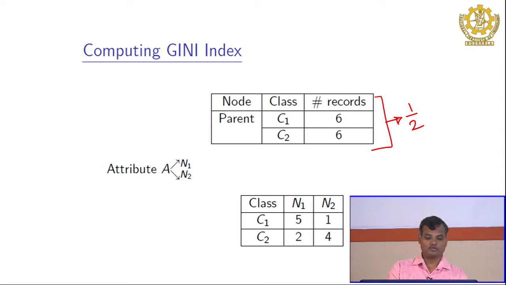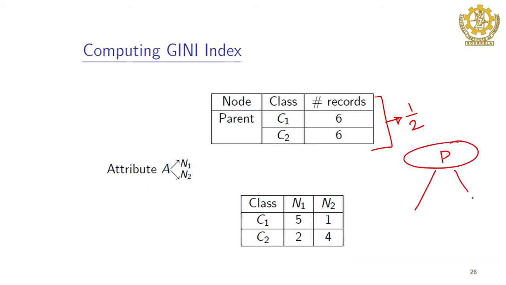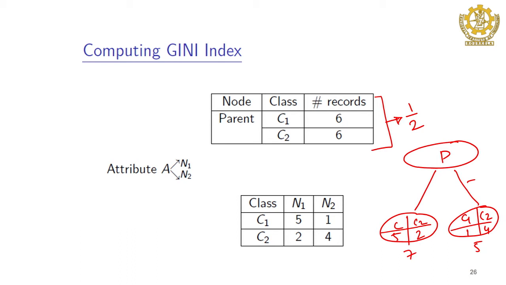If you use the attribute A, here is the parent, and then we get this node having 7 records, and this side having 5 and 2. So, this is C1, this is C2. Then this other side is C1, C2, with 1 and 4. So, this side has 5 nodes and the other side 7 nodes. Then what will be the combined Gini? What we should do is compute the individual Gini of this node, and then take the weighted sum.